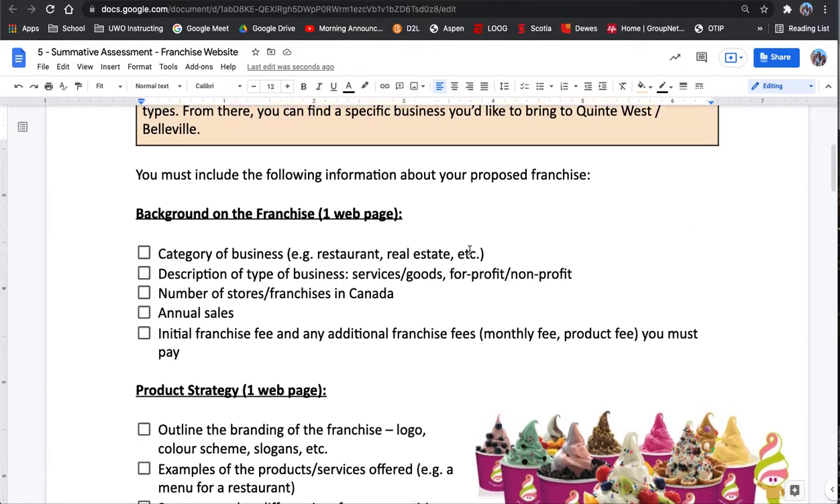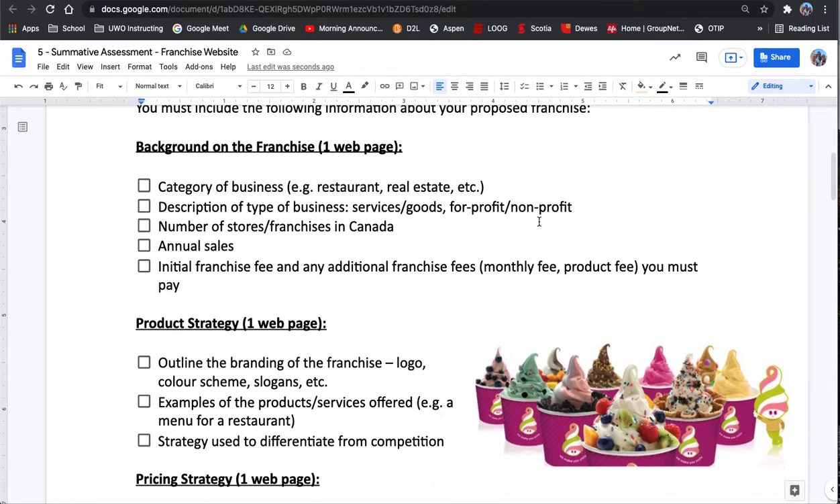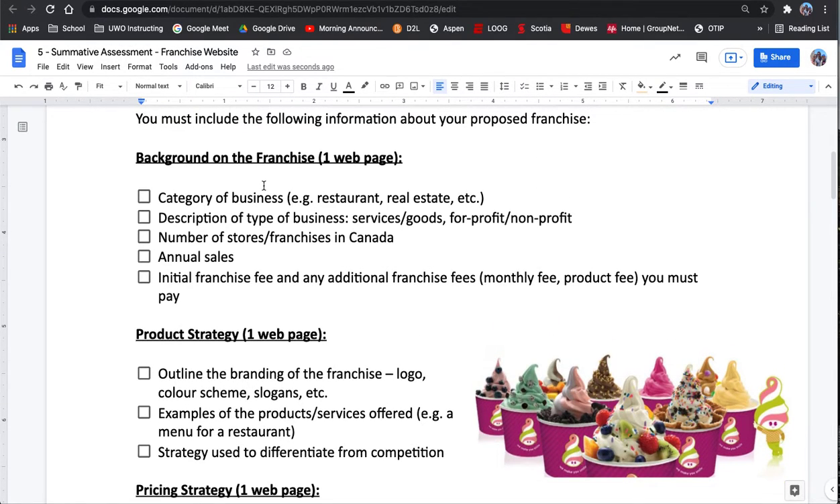So for your website, you're going to build 5, 6, 7 different pages, which sounds like a lot, but really it's not. It's just to organize your thoughts. On your first page, you're going to tell me about your franchise. So what type of business is it? Is it a fast food restaurant? Is it a real estate agency? Is it something to do with pets?